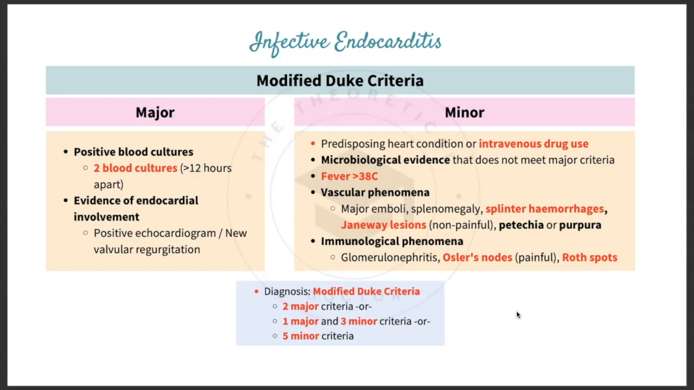So Janeway lesions are non-painful, and they are part of vascular phenomenon. For the immunological phenomenon, it's important to remember Osler's nodes, and that's the painful one. And if you were to do a fundoscopy, you would notice Roth spots. Okay, so based on the major and minor criteria, that's how you can diagnose. This is the modified Duke criteria. So if the patient presents with 2 major criteria, 1 major and 3 minor, or 5 minor. So it depends on your patient, of course. 2 major, 1 major and 3 minor, or 5 minor.